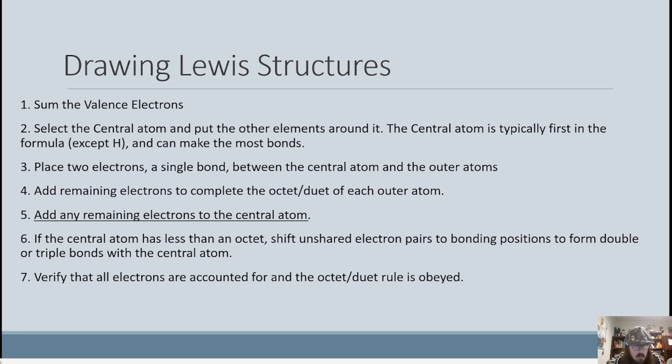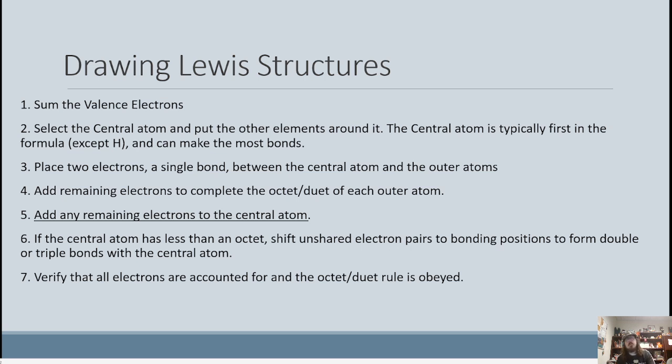You can draw it, you can wing it, but without summing them up, you could be well off. You could be wrong. In organic structures, we didn't need to do this because they follow a very, very regular rule. These guys may not always follow the rules, so we always need to do this. Sum up the valence electrons.